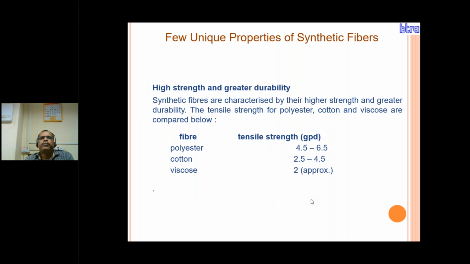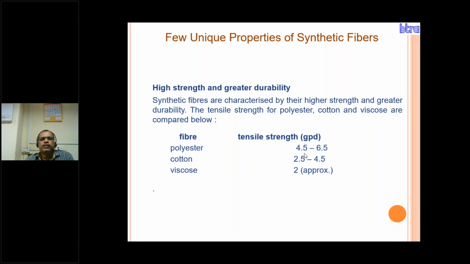Now a few unique properties of synthetic fibers which we cannot get in natural fibers. High strength and greater durability. Synthetic fibers are characterized by higher strength and greater durability. The tensile strength for polyester, cotton and viscose is compared below. We can see their comparison here.